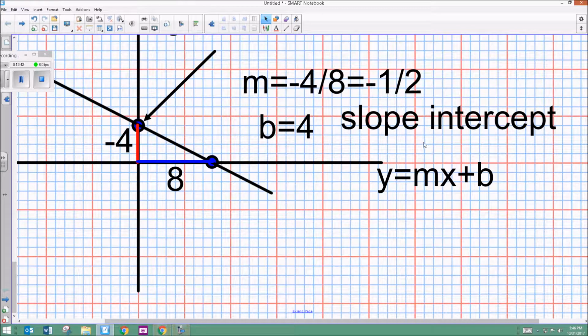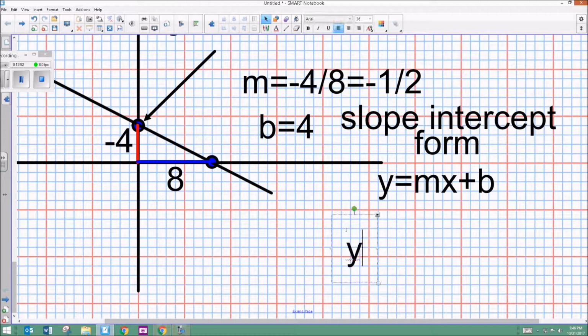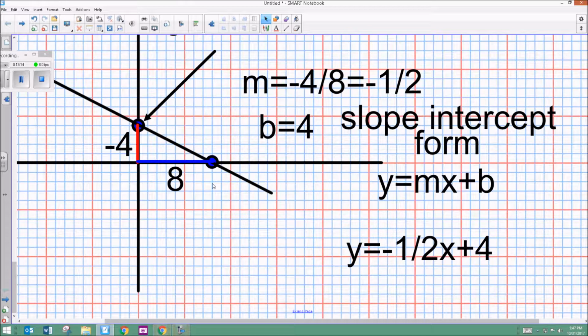Slope-intercept form means that the equation of my line is y equals -1/2 x plus 4, okay? Because my y-intercept is 4, because that's this point right here. That's (0, 4).